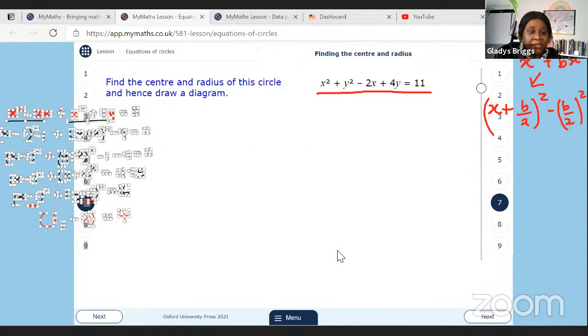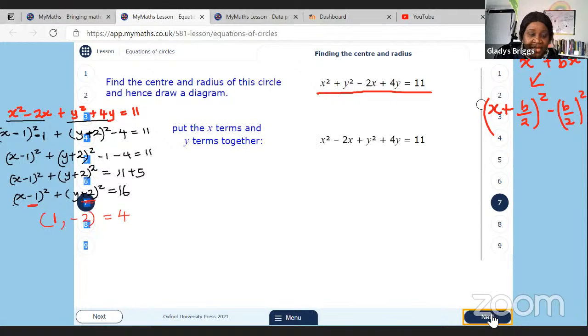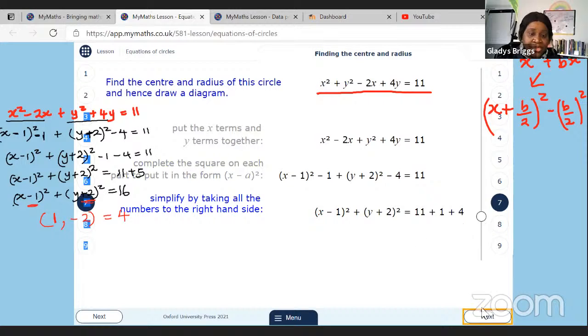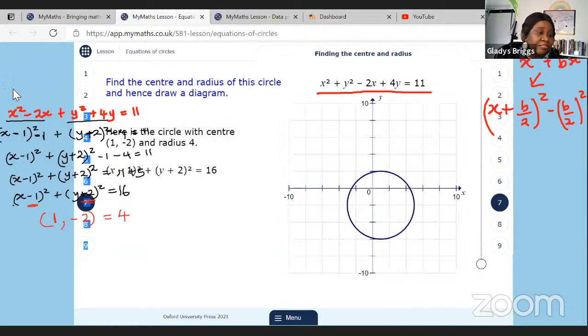Let's see what my math is doing. Okay, so we put the x terms together. We complete the square, which is what we were doing yesterday. For this side and this side, we collect all the number terms to one side and the x squared terms to the other side. And then we have it: the center is 1 comma negative 2 from this one and this one. And the radius is 4 from the square root of this one. Okay? So that's how we do it. I'm going to rub this one off now.